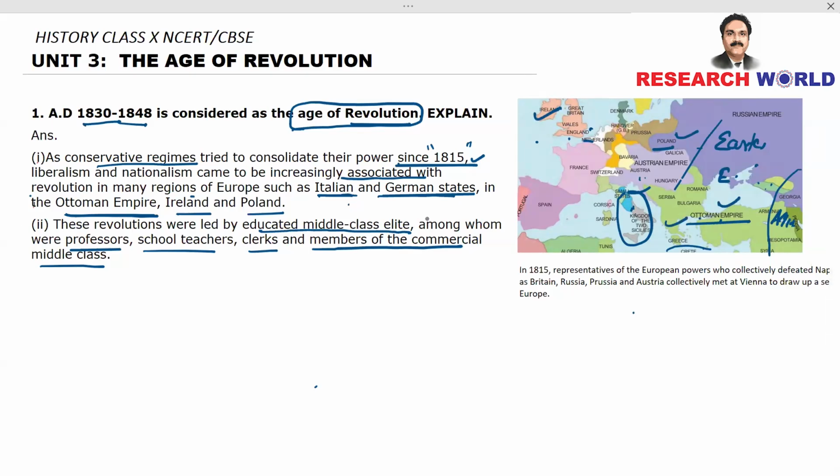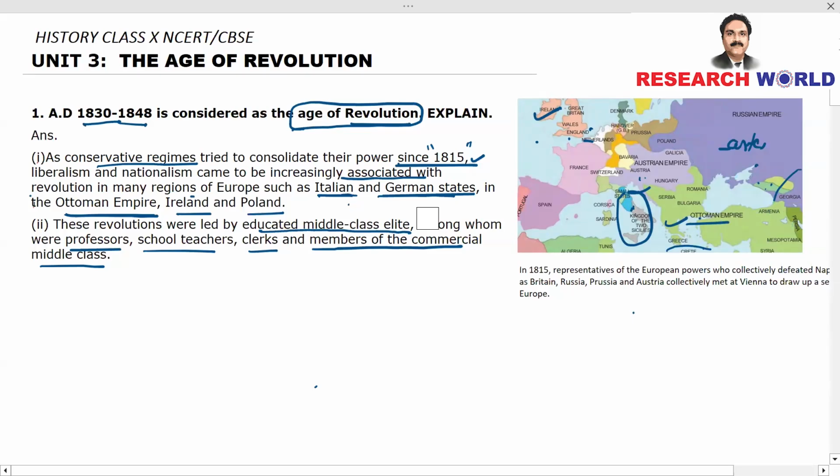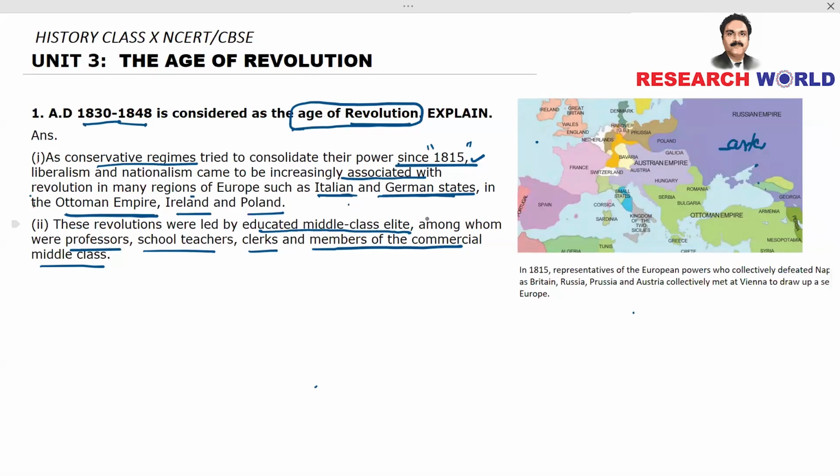In these parts of Europe, revolutionaries started getting sympathy. Revolutionary ideas started getting acceptance all over. Okay. Now, these revolutions were led by the educated middle class elite. That was another important point.